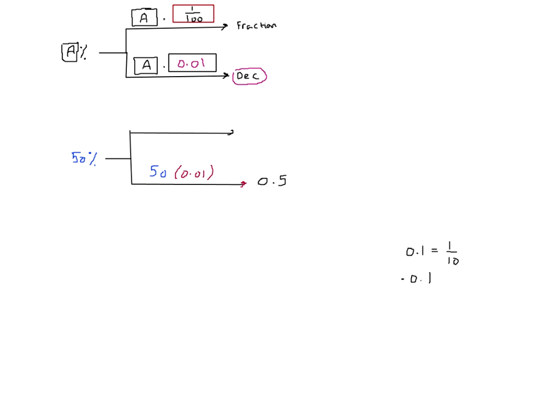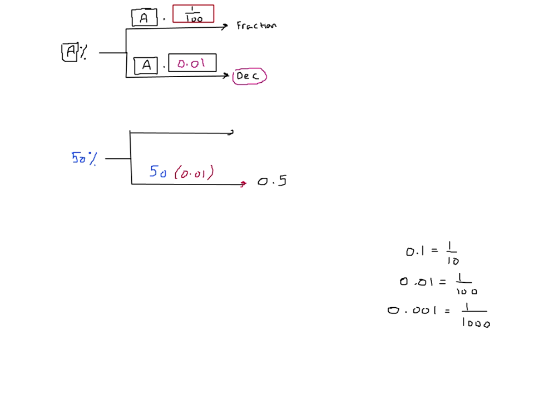0.01 would be 1 over 100, and then 0.001 would be 1 over 1,000. Do you see that? Yes.